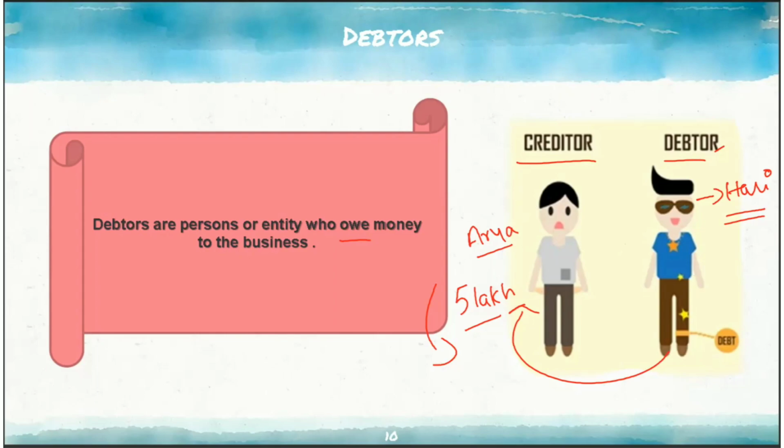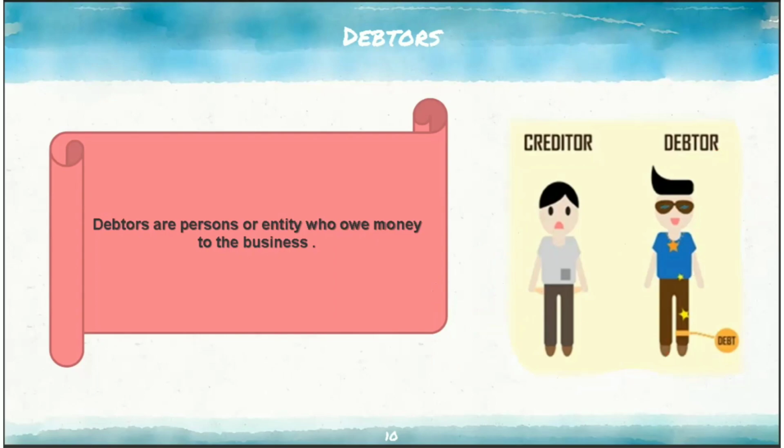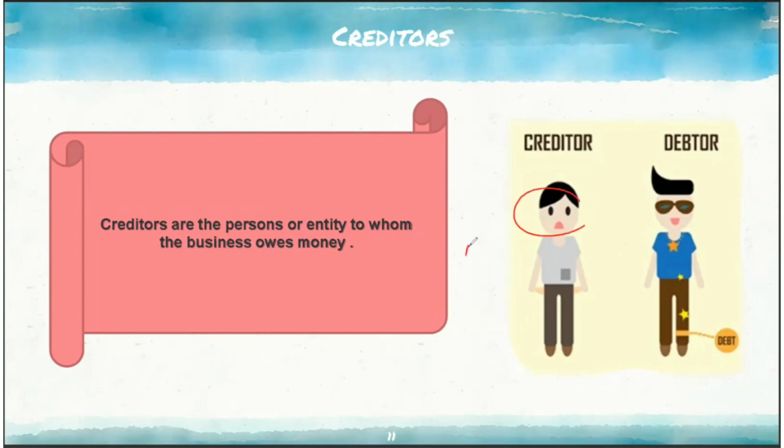Okay. We'll go to the next concept, and there you'll understand. The same way, creditors are the persons or entities to whom the business owes the money. Here, the one who has borrowed the money, this Arya, has borrowed the money. So Arya has to pay the money to whom? To Hari.